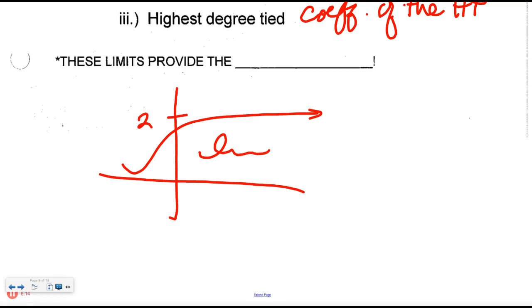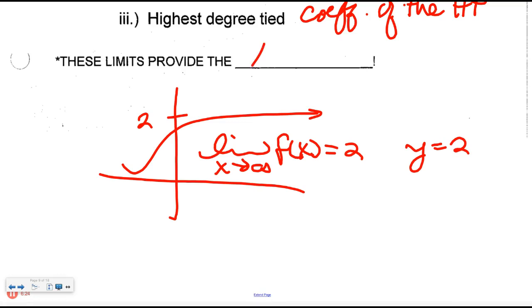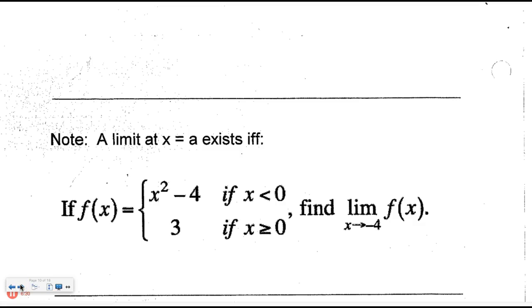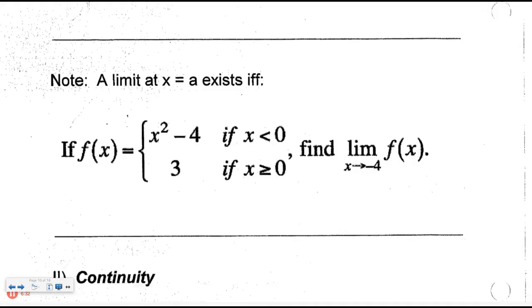If my limit as x approaches infinity of a function is equal to 2, really what it means is that I have a horizontal asymptote at y equals 2. So these provide us with the horizontal asymptotes. Let's move right along here. So let's go do a couple examples.